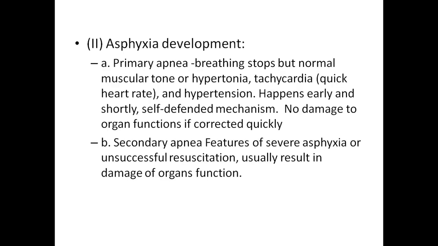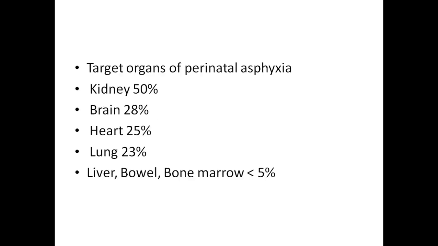Asphyxia development. In primary apnea, breathing stops, but there is normal muscular tone or hypotonia, tachycardia, and hypertension early and shortly. It is a self-defense mechanism, with no damage to organs if corrected quickly. Secondary apnea features severe asphyxia or unsuccessful resuscitation and usually results in damage of organ functions. Target organs of perinatal asphyxia: kidney 50%, brain 28%, heart 25%, lung 23%, liver, bowel, bone marrow less than 5%.